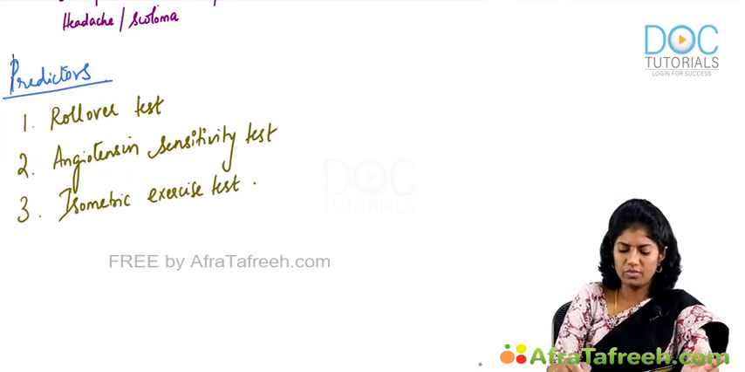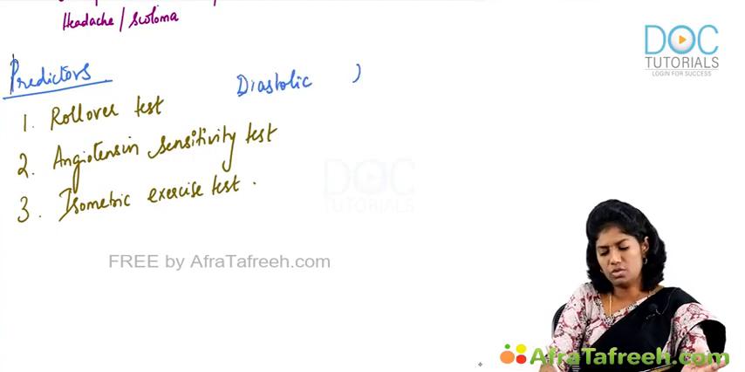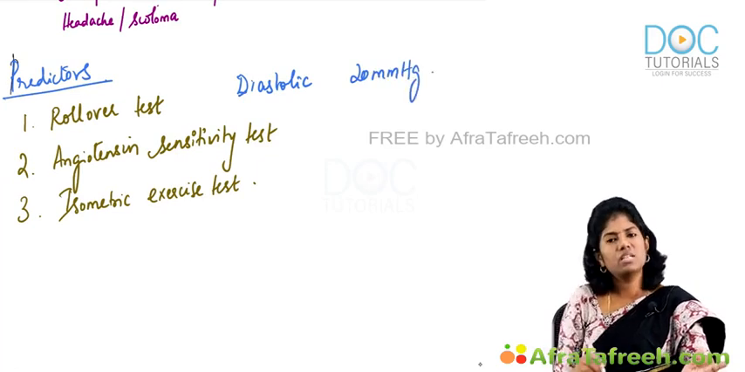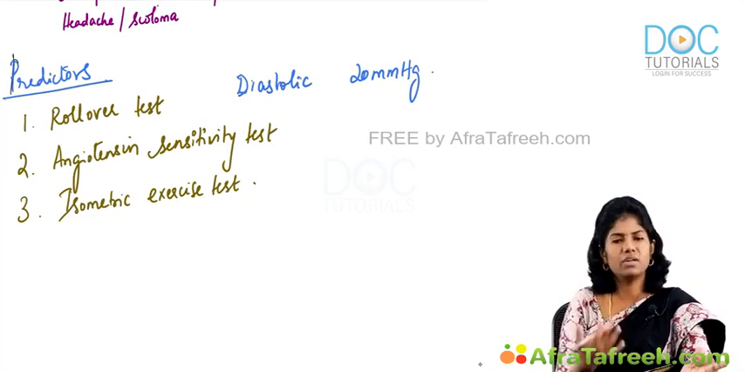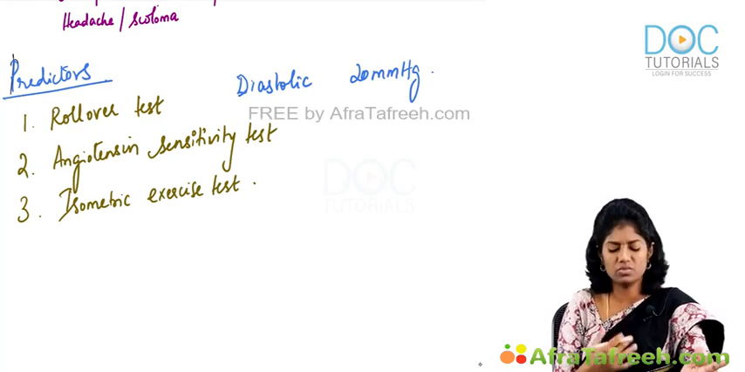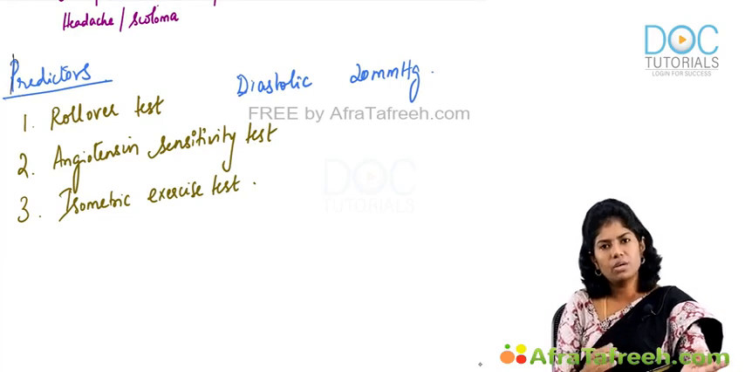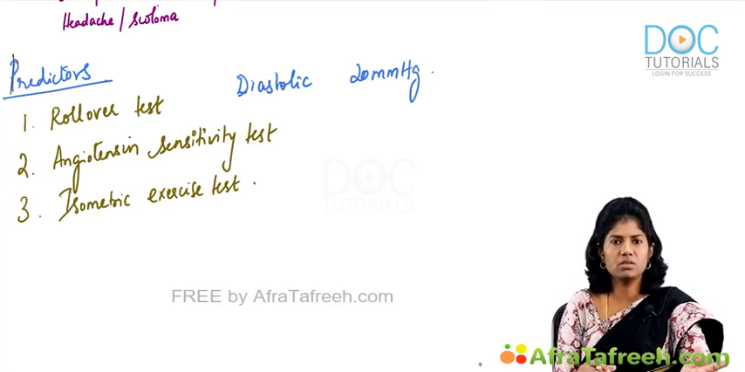So which blood pressure do we measure? Diastolic blood pressure, and the cutoff is 20 millimeters of mercury. This diastolic 20 millimeter cutoff is applicable for the other two as well, that is the angiotensin sensitivity test and the isometric exercise test. So in these two tests, what do we do? In the angiotensin sensitivity test, we first measure the blood pressure without giving angiotensin, and then give an IV dose of angiotensin to the patient and again measure her blood pressure. Now there shouldn't be an increase in the diastolic blood pressure by more than 20 millimeters of mercury.